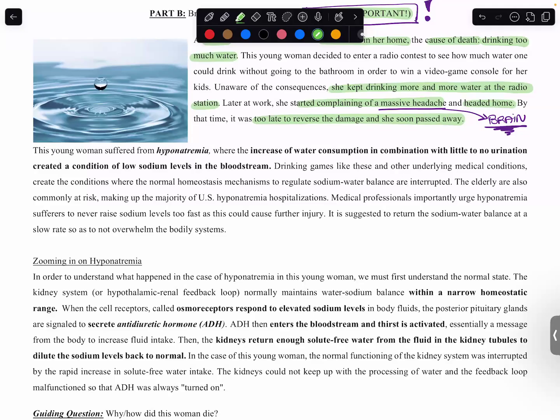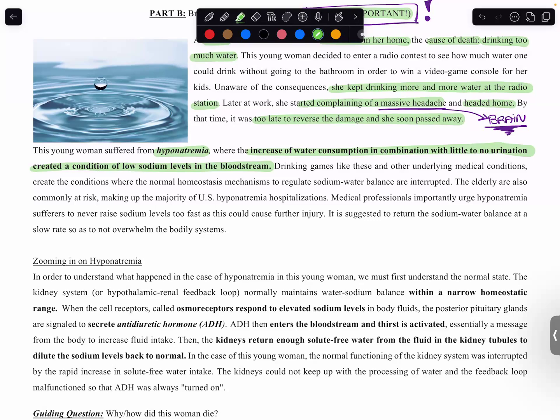This woman suffered from hyponatremia, where the increase of water consumption in combination with little to no urination created a condition of low sodium levels in the bloodstream. So she diluted so much sodium inside of her bloodstream, right? That's known as hyponatremia. She drank so much water that her sodium levels went down to a dangerous level in her bloodstream.